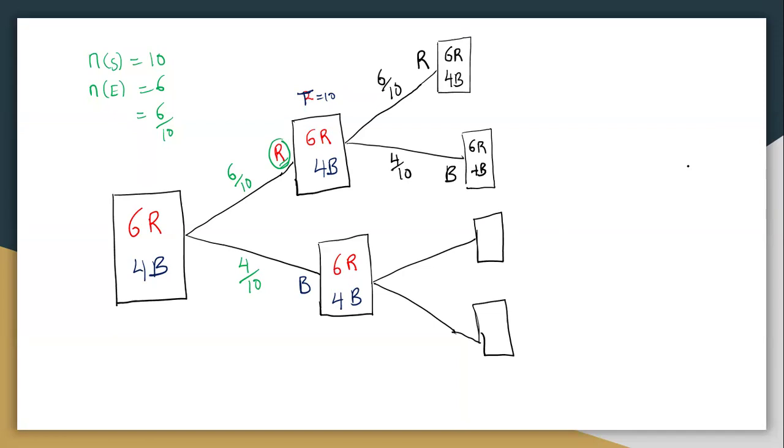Gavanian. Okay. Therefore, red is going to remain 6 red. And then the blues? 4 blues. What is the probability at this branch? It is 6 out of 10. Okay.